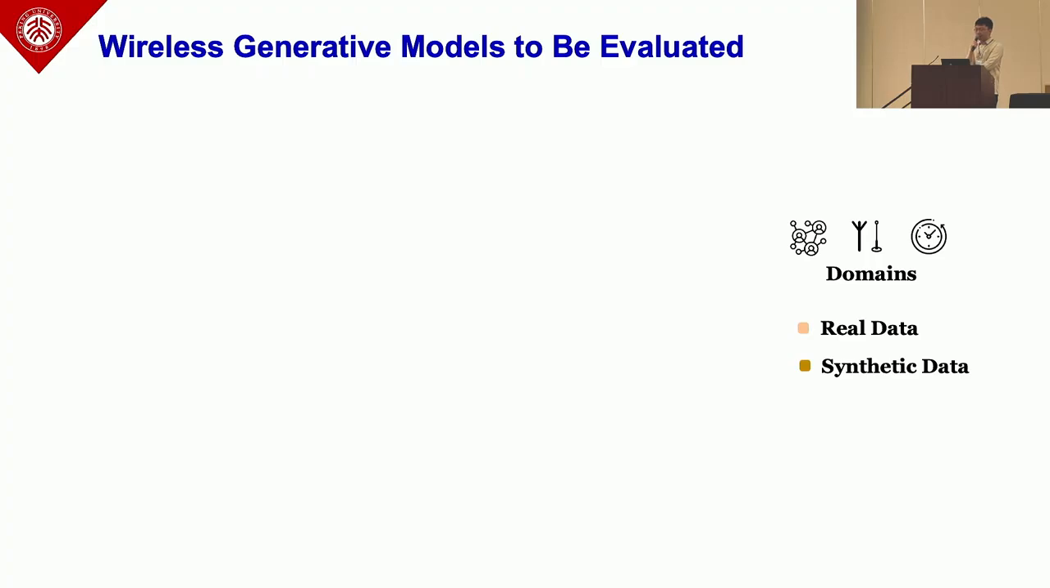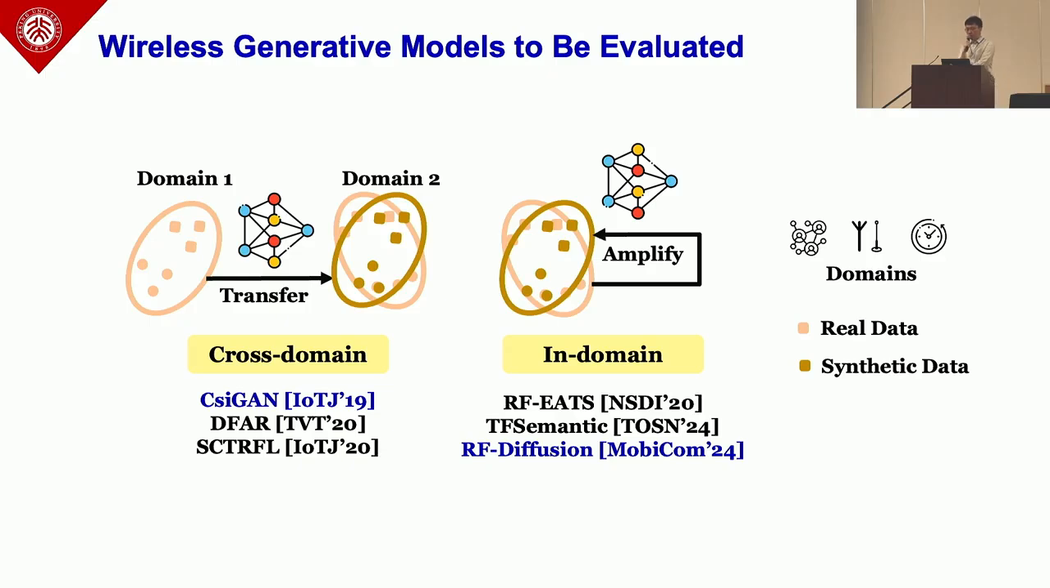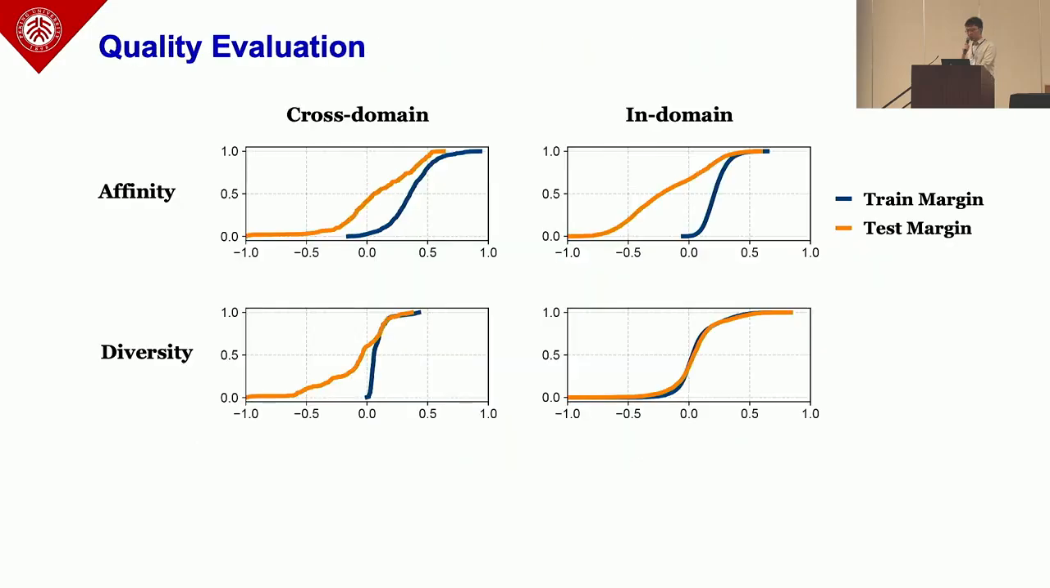This page summarizes existing wireless generative models. We categorize the synthetic data according to source and target domains. Here, the domain refers to application-specific aspects, such as human, hardware setups or time variations. In the cross-domain setup, the models transfer real data from the source domain to the target domain. In the in-domain setup, the models generate additional data within the same domain. We select one representative work from each type, CSI-GAN and RF-Diffusion, to evaluate the corresponding synthetic data quality with our proposed framework. The evaluation results are shown in the figures.